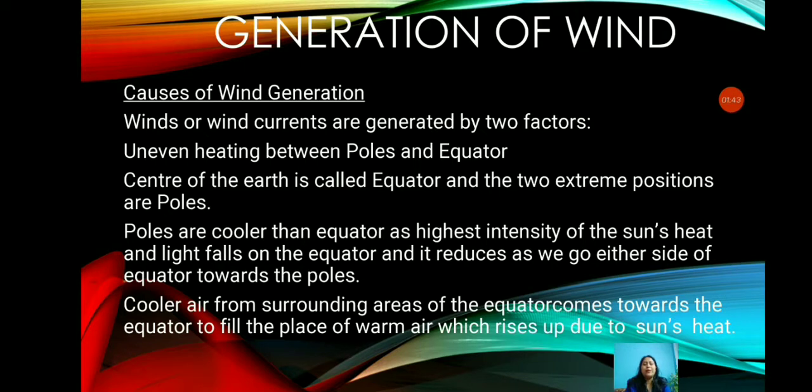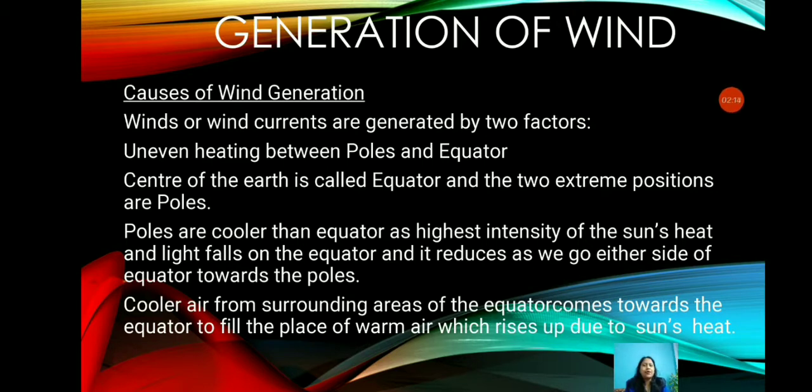Now what do you mean by this term generation of wind? It means how the wind is caused, what are the different factors which are responsible for causing the wind. So, the causes of wind generation. Winds or wind currents are generated by two factors. First is uneven heating between poles and equators.